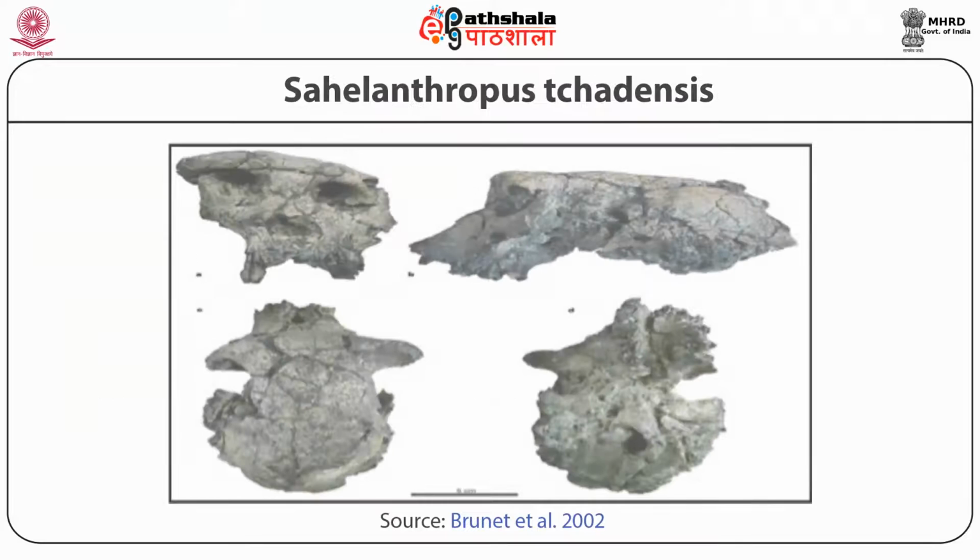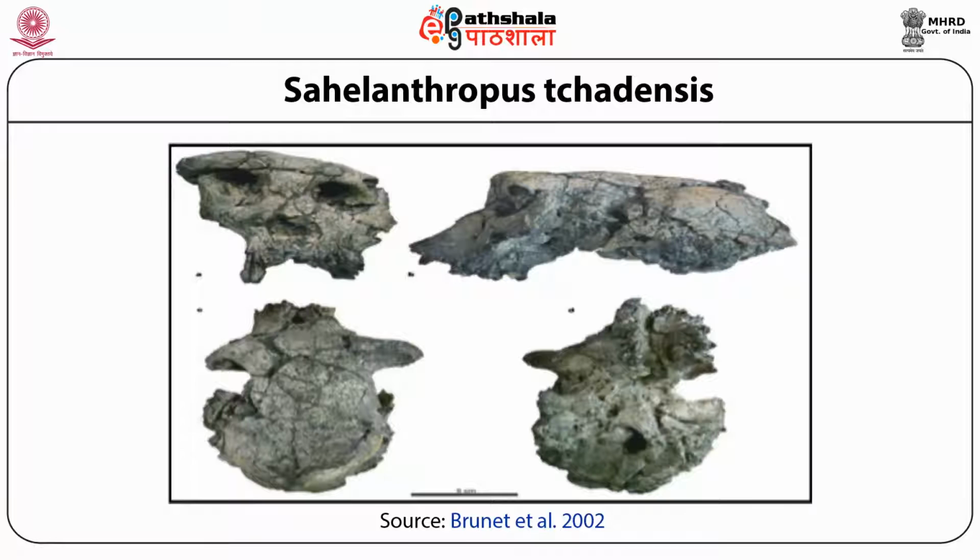Now we will discuss the fossil hominids discovered so far in the chronological order of appearance in the record, except that the robust Australopithecus are kept together. First, let's discuss Sahelanthropus. This species was discovered in 2001 from Chad in Central Africa.